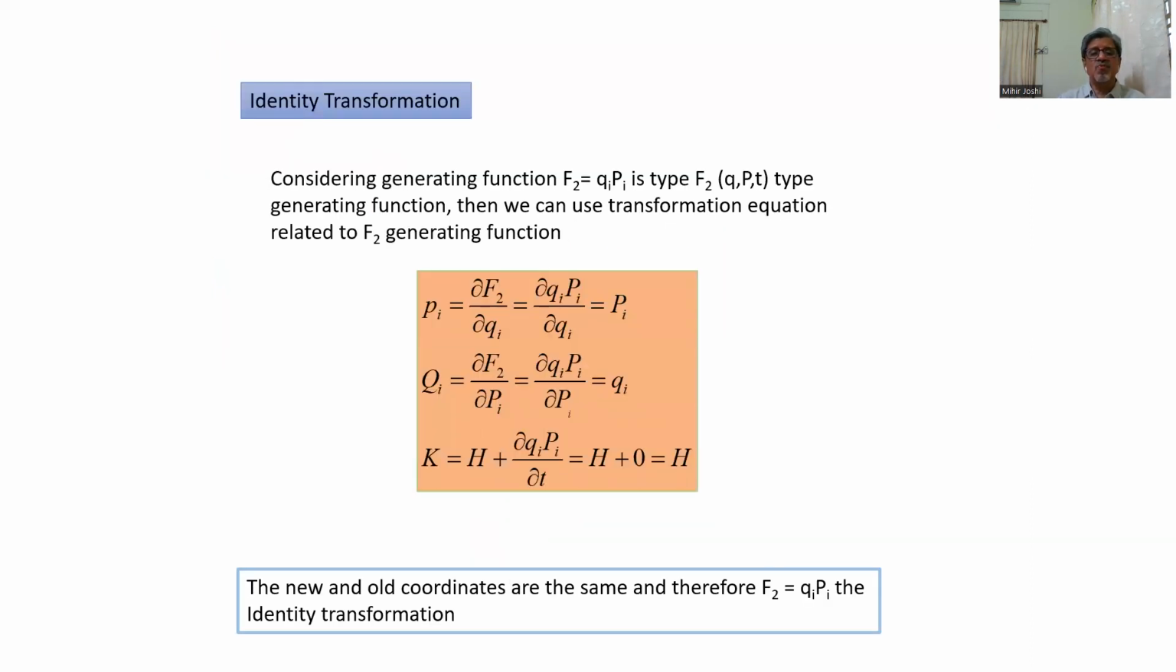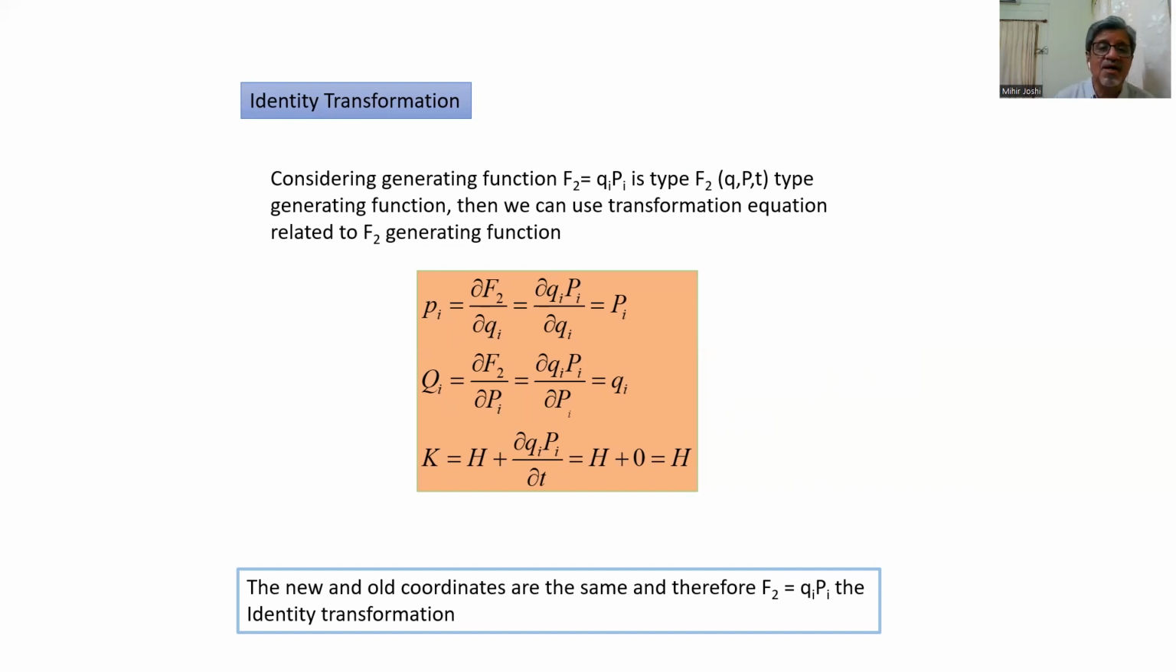Now we come to the nature of the identity transformation. This is very easy to prove. Consider a generating function of F2 type, F2 equal to Qi Pi. We know that the F2 type generating function has small q, capital P, and t. And for the transformation equations, we have to use the F2 type generating function.